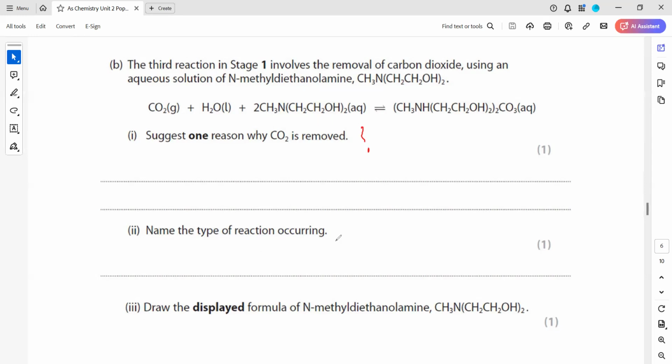Name the type of reaction occurring. You see more than one reactant and only one product. So if we have many reactants and they form one product, what do we call this type of reaction? And another thing, you can also compare the nature of the reactants. The compounds of nitrogen are alkaline, like ammonia and amine. What is carbon dioxide? It is an acidic oxide. So you can also refer to neutralization.